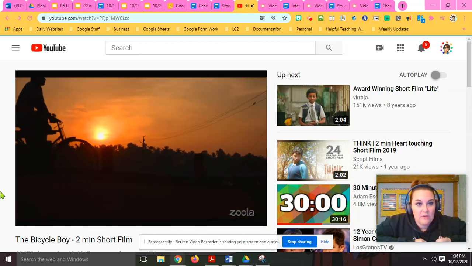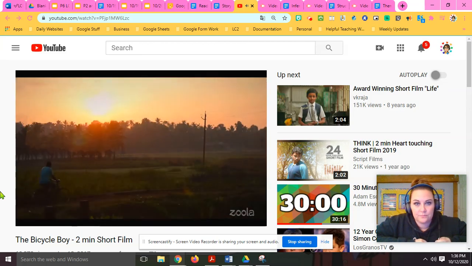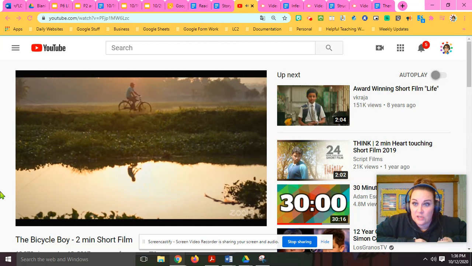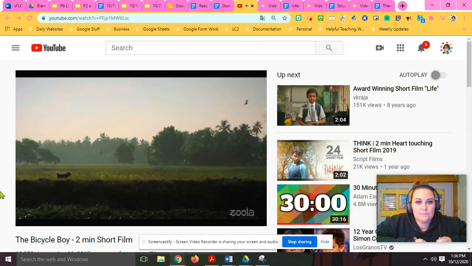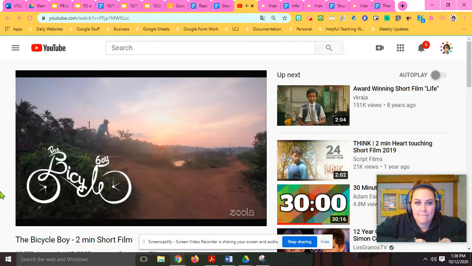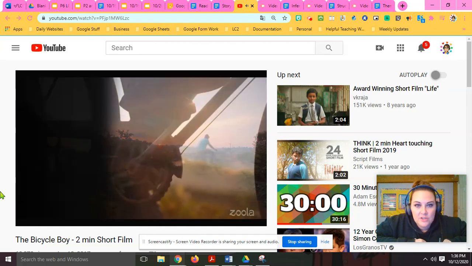Okay, so setting, I already see it's 6 o'clock in the morning. I know it's morning based on my inference skills. Okay, it looks more like a rural area. We have a loose dog. And we have, it looks like dirt roads.